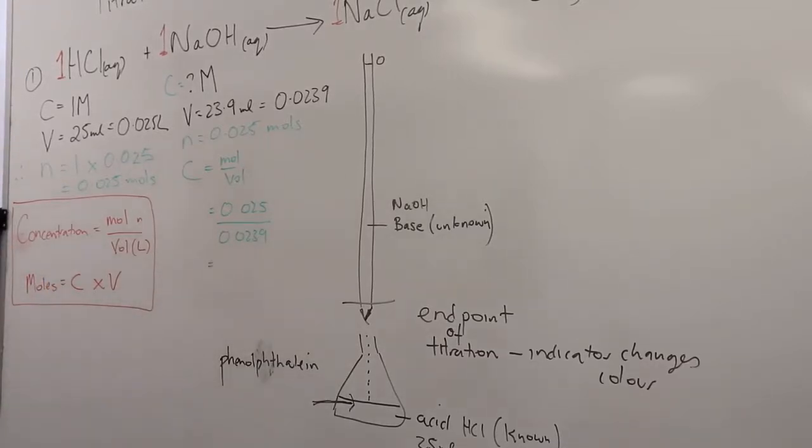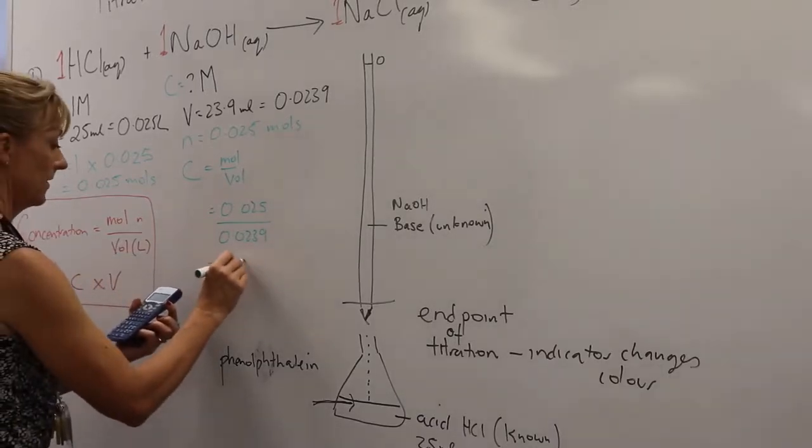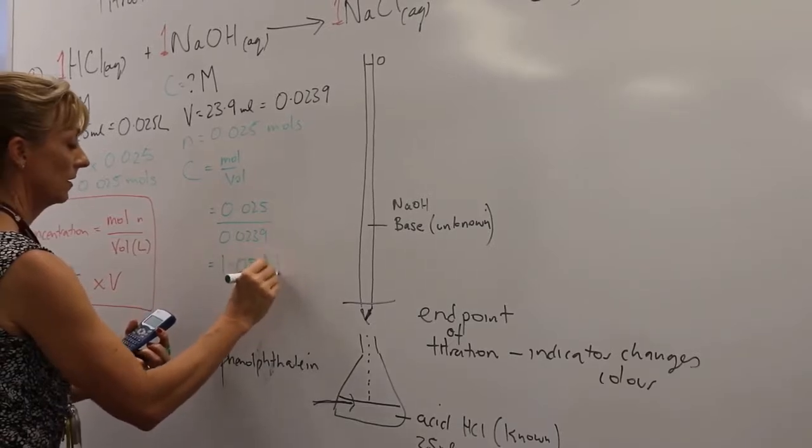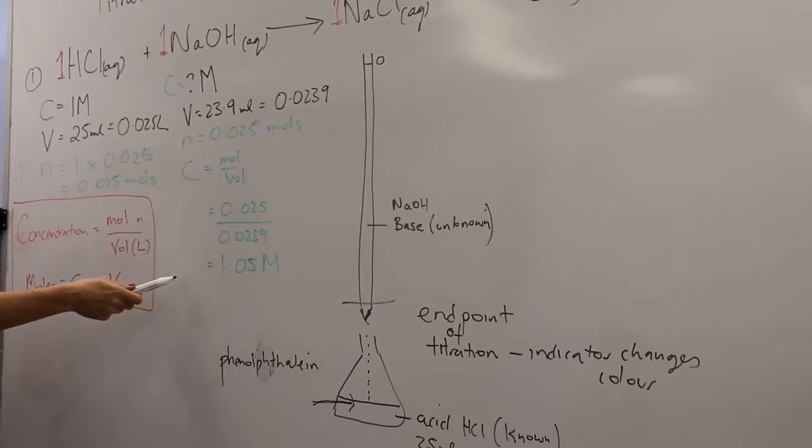Let's all do that so you know what we're doing this afternoon. 0.025 divided by 0.0239, and what do we get? 1.05. Very good, molar. So, it wasn't one, it was that.